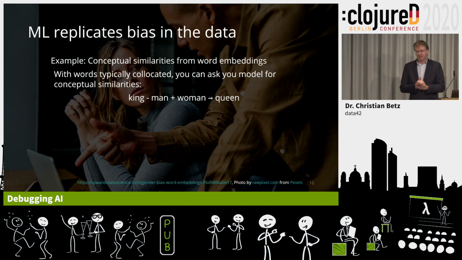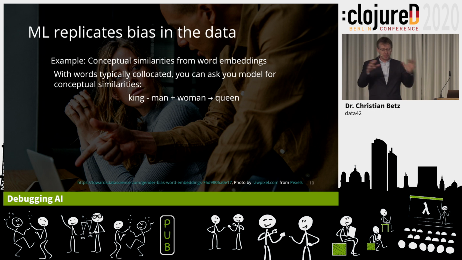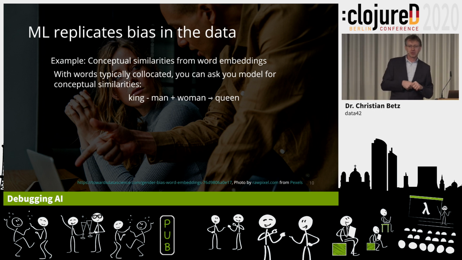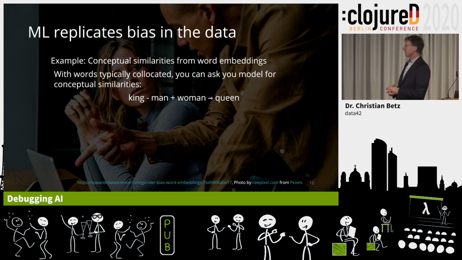And the other, bigger problem is that machine learning and artificial intelligence just replicate what's in the data. And this may seem very, very straightforward, because data is your program, basically.